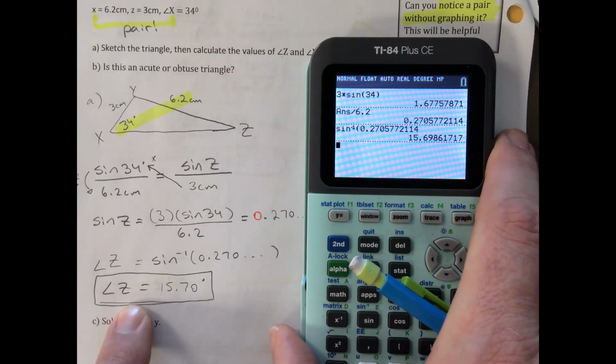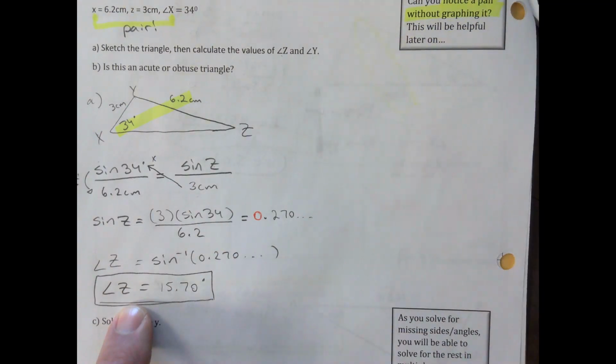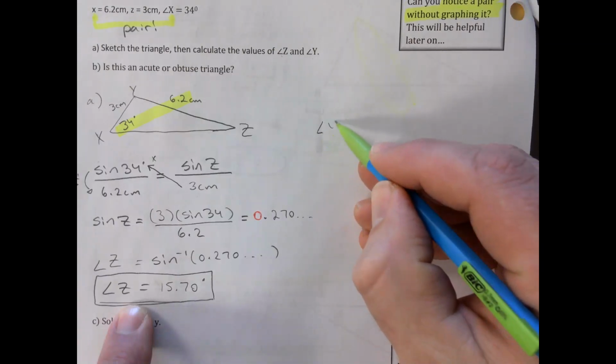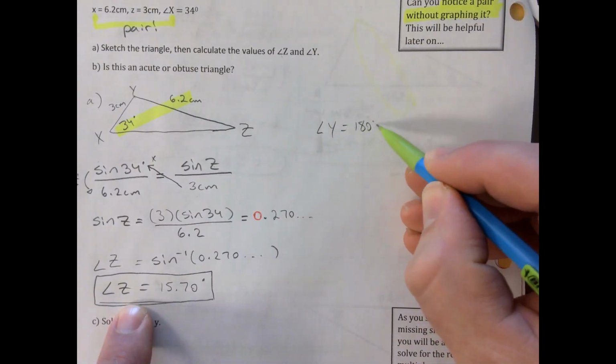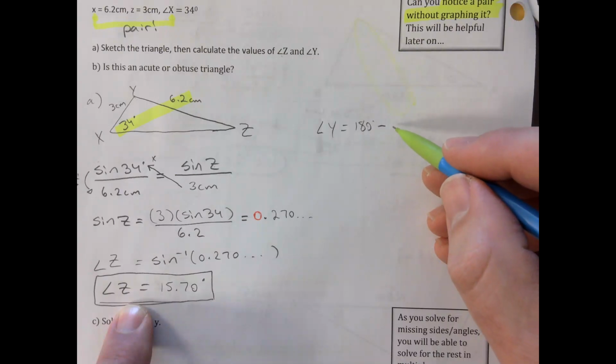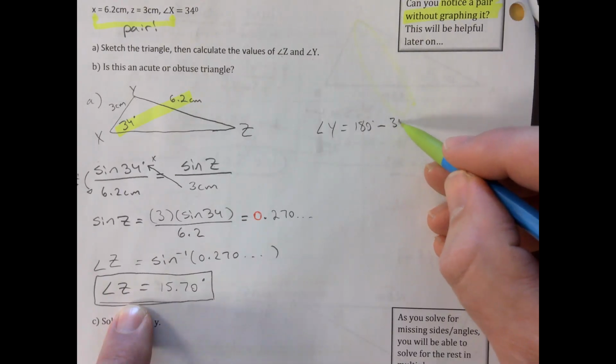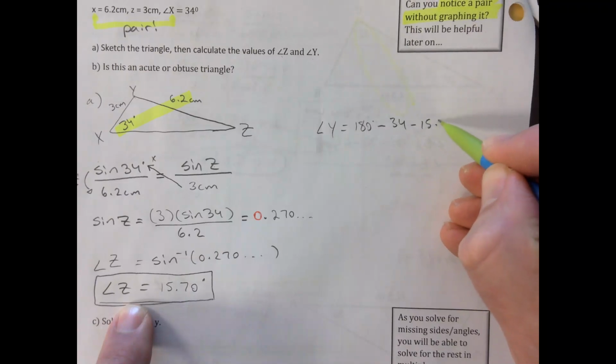How would I find angle Y? Because it asked me for it as well. Sum of triangles, that's right. So I'm going to go 180 minus 34 minus 15.70.